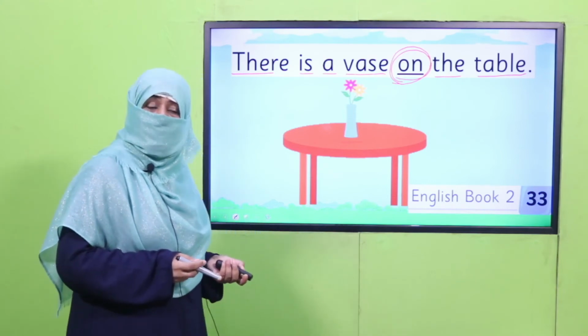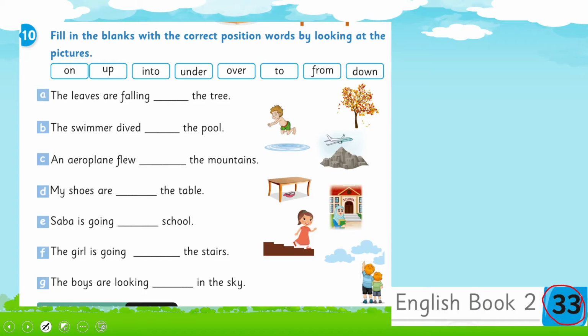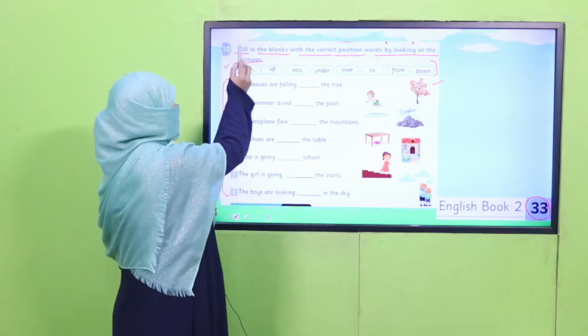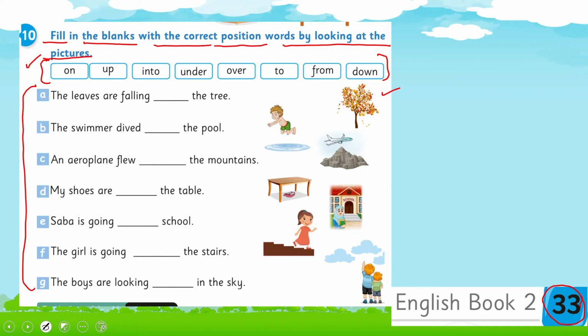And my dear students, open your book on page number 33. This is practice time of the concept. What you are supposed to do: fill in the blanks with the correct preposition word by looking at the picture. So here are the position words. This is the word bank for you. These are the sentences. You have to read the sentence carefully. You may take help by looking at the picture and complete the sentence by choosing the correct position word. Right? Pause the video and enjoy this activity.